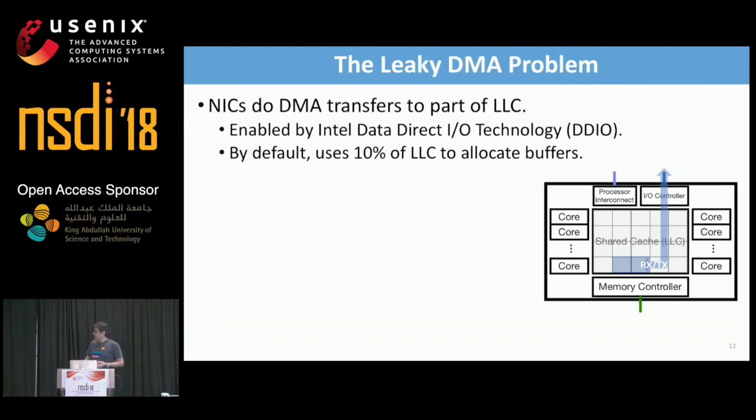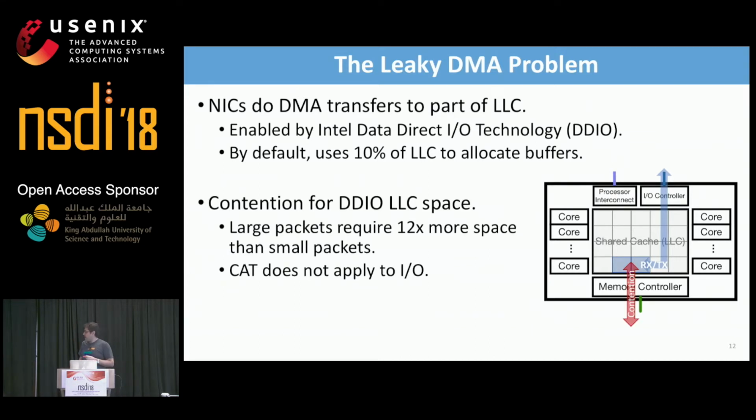So first, how does I/O work at a high level? Starting from Sandy Bridge, the Intel processors do DMA. When the NICs and other I/O devices do DMA, the content is allocated directly in the last level cache. And the space that is used for that allocation is by default 10% of the cache, somewhere in the middle of the LLC.